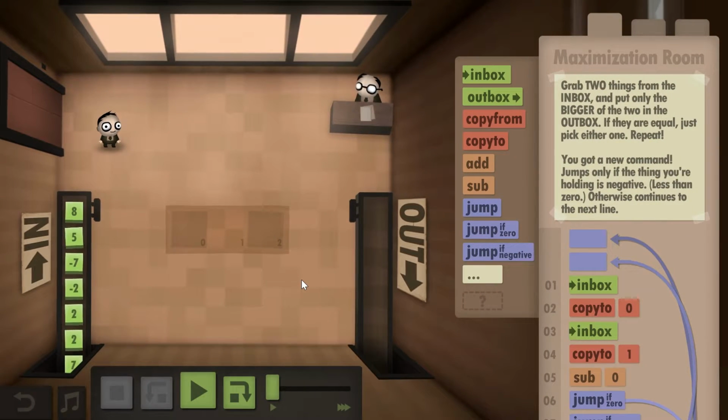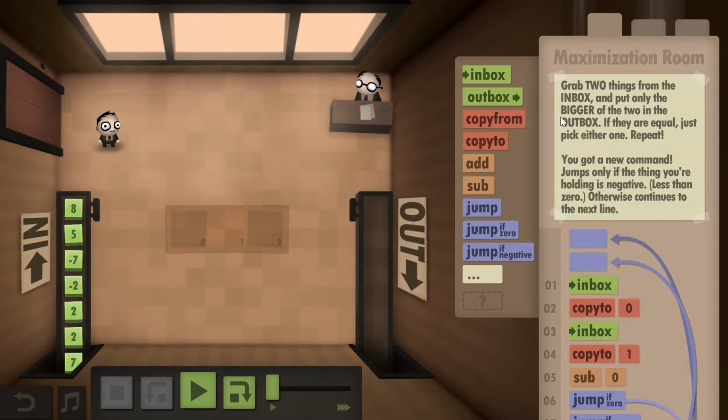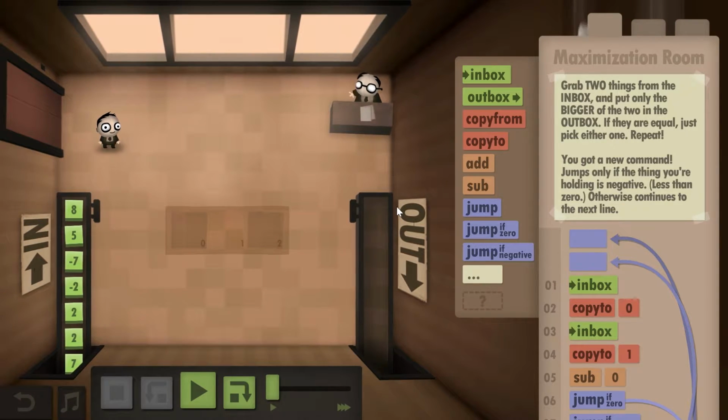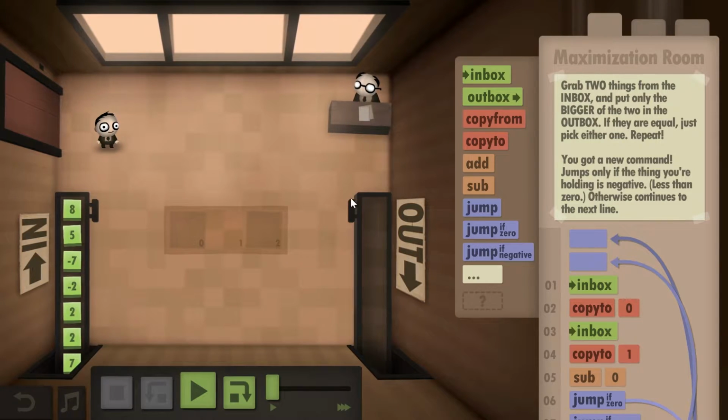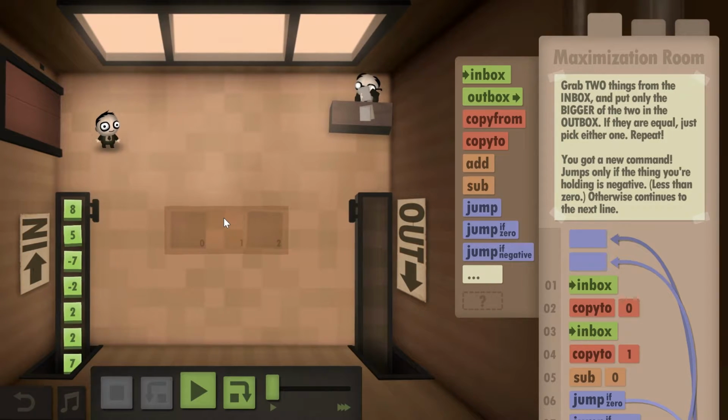This is year 14, and here we have to grab two things from the inbox and put only the bigger of the two into the outbox. If they're equal, just pick either one. So, in other words, we're going to take the numbers here. If it's 8, we're going to put it into the outbox. If we pick these two and they're both equal, then we just pick any of the two and put it into the outbox. Everything else just gets disposed.